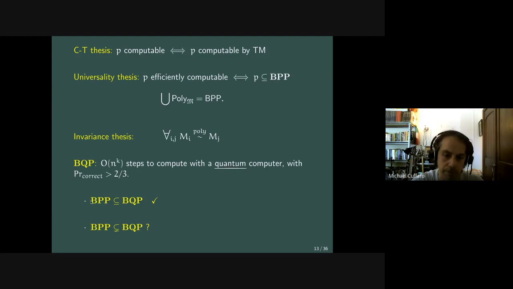So the more interesting question is whether BPP is a proper subset of BQP. In other words, whether the class of problems efficiently solvable by a quantum computer is larger than the class of problems efficiently solvable by a classical probabilistic computer.